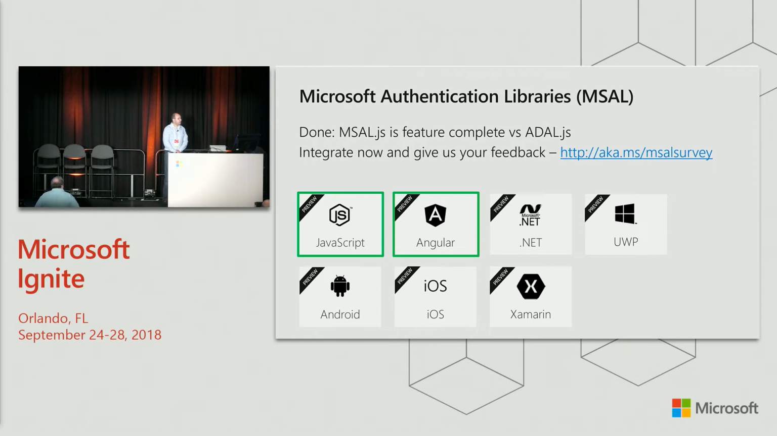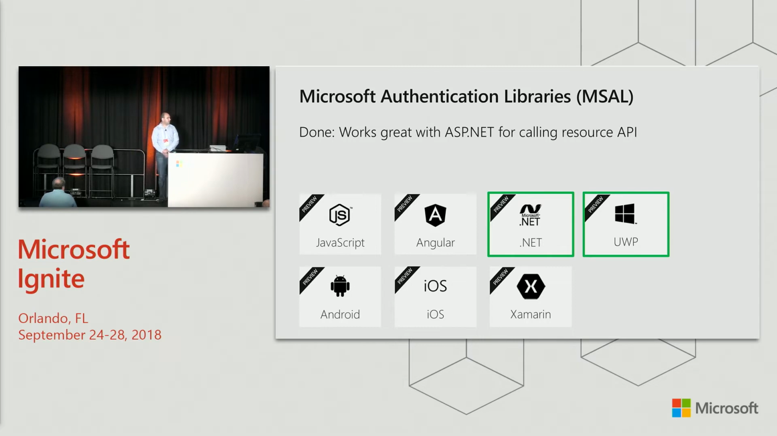Next up is MSAL.js and Angular. These libraries are the furthest ahead. We consider these feature complete. We are just now integrating any feedback that you give us, and these are on track to GA soon. So we'd really like you to go try it for yourself, give us your feedback. We've got a link there, aka.ms/msal survey. Give us your feedback. It'll help us get this thing to GA.